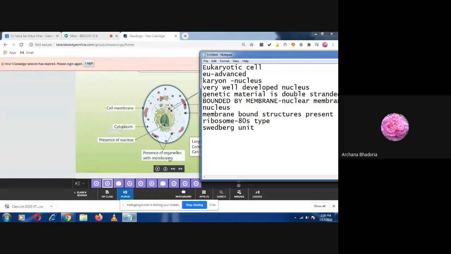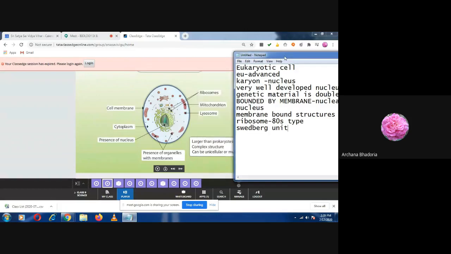So the organelles with the membranes are present. In this diagram you can see ribosomes, mitochondria, lysosomes. Now remember, larger in size. Very important thing, larger in size. Then remember complex structure. So many things you are finding here, so the structure is becoming complex. As the evolution took place, remember the complexity increased.